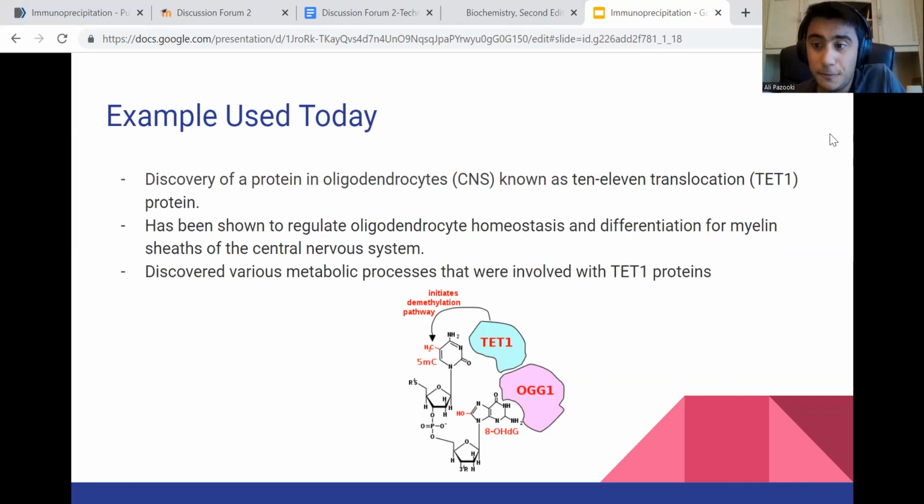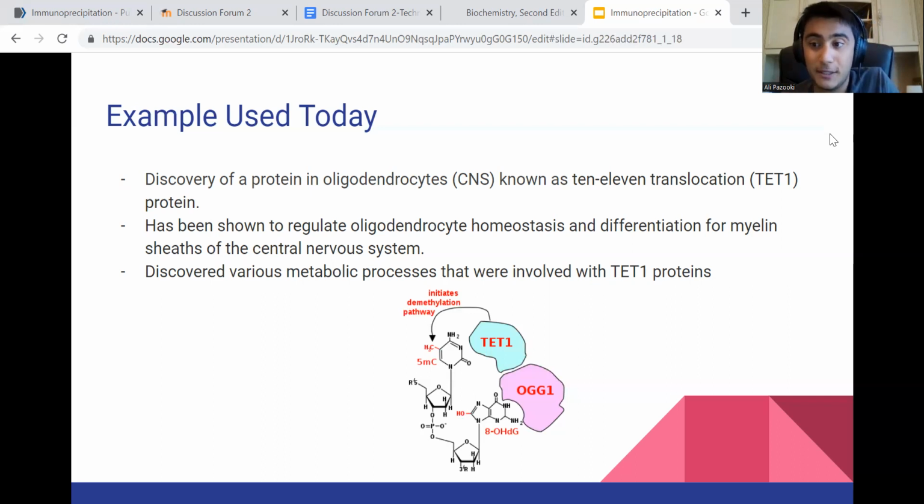Through immunoprecipitation, they were able to analyze the mass of this protein and its role within oligodendrocytes. It's involved in the homeostasis and differentiation for the myelin sheaths of the central nervous system. So it plays a very important role in the structural and metabolic components of the oligodendrocytes. And what is really cool is that it initiates a demethylation pathway in order for differentiation to occur within the oligodendrocytes.